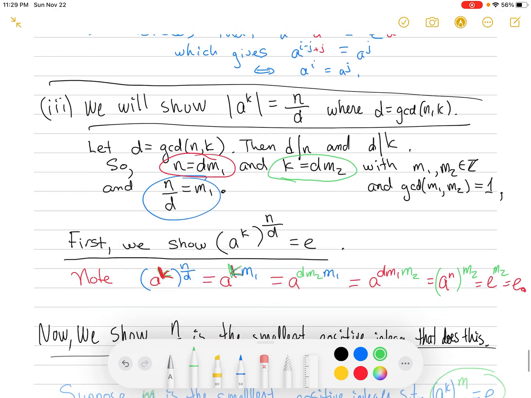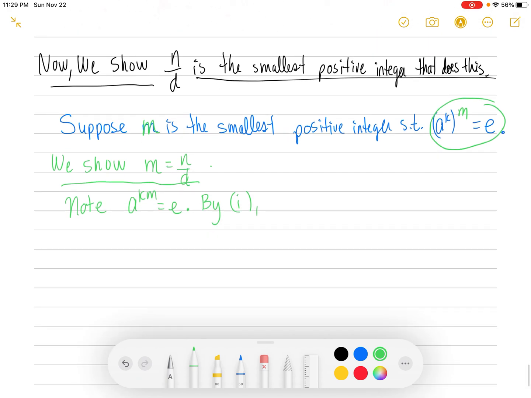So that means n divides km in this case, right? So by 1, n divides km. The order divides km. Yeah, so number one said if a to the k equals e, then n divides k. Well, this is a to the km equals e, so n divides km.